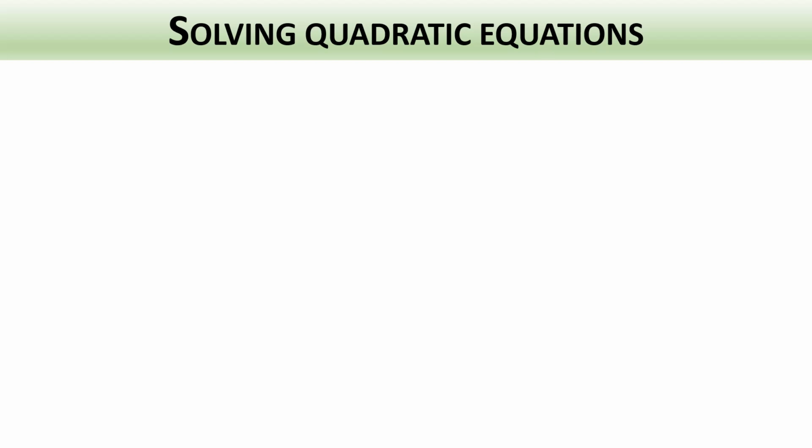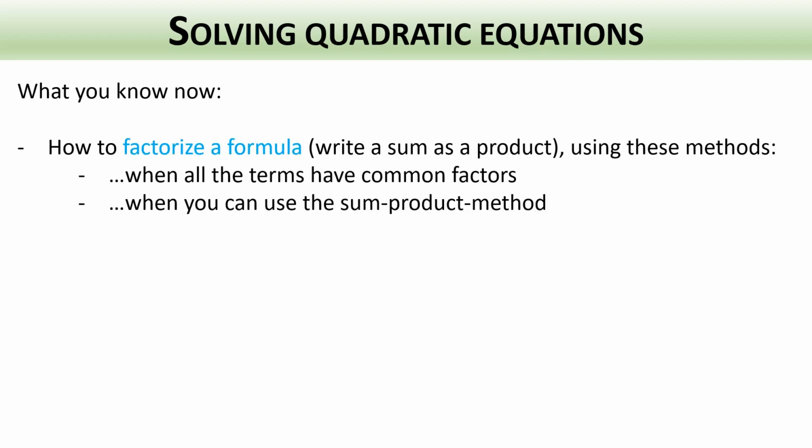Now it is time to start bringing together what we have learned in the previous videos. First, you know the techniques now for factorizing formulas. That is, for writing a sum of multiple terms as a product. And there are different methods applying to different cases. If all the terms have common factors, then you take out those common factors and put them in front of the brackets. If they don't, maybe you can still use the sum product method to factorize them.